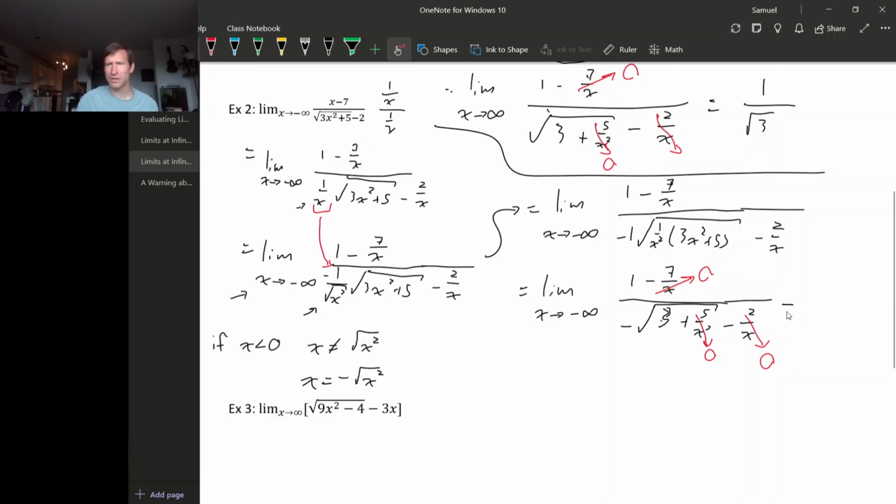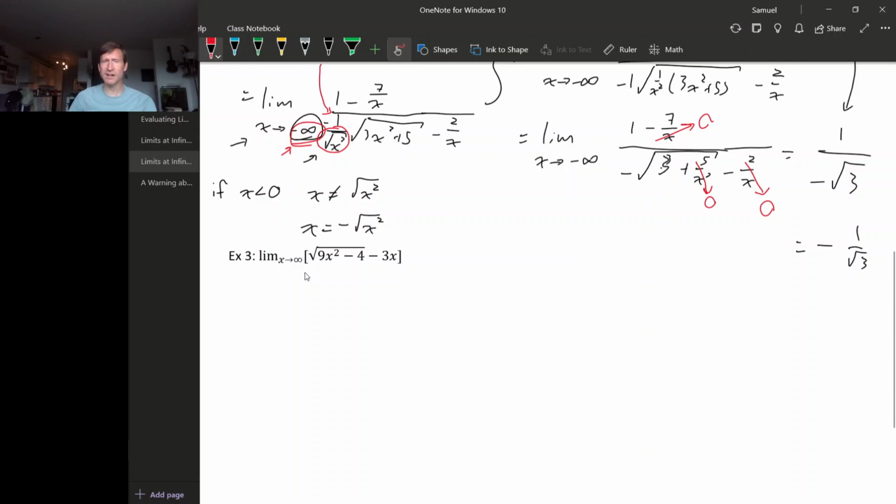And so we're left with 1 over the negative square root of 3. So negative 1 over root 3. So you can see the limit at minus infinity is actually the negative of the limit at plus infinity. So we do have to be careful to keep track of whether we're taking a limit at plus or minus infinity. If you ever have to use this square root trick, it matters whether you're taking a limit at plus infinity or at minus infinity.